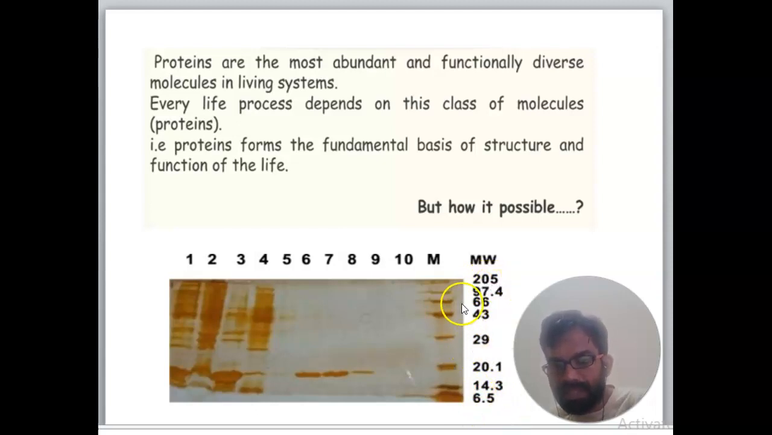SDS-PAGE depends mostly on molecular weight. Small molecular weight molecules will move faster down the gel and bigger molecules will move very slowly. From this principle we can understand how our sample looks and what the mass of our sample is. We will know it from the SDS-PAGE.